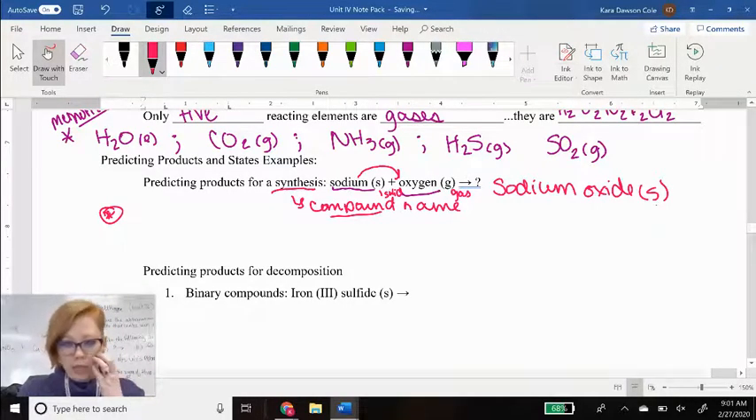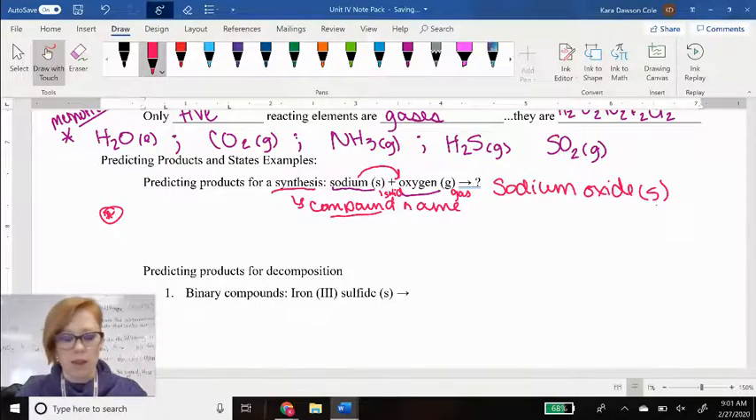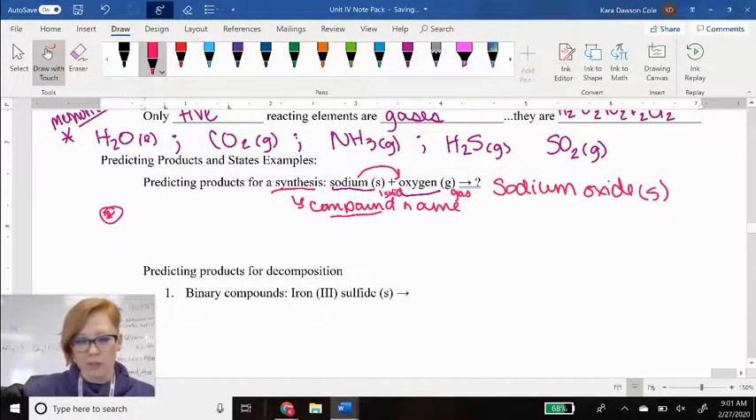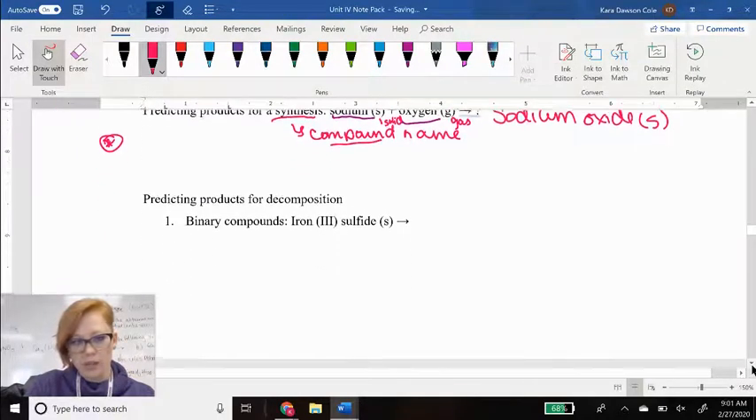Now from this, I can write a balanced chemical equation, right? So that is a predicting products and states example for a synthesis reaction. Again, if you want to write the balanced chemical equation for sodium plus oxygen yields sodium oxide, you are welcome to do it for some extra credit points.